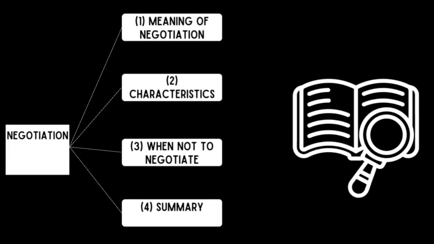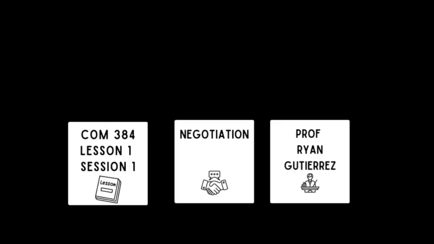And today we talked about negotiation. What is the meaning of negotiation? What are the three characteristics? Eight conditions when not to negotiate. And this is the summary of the lesson.